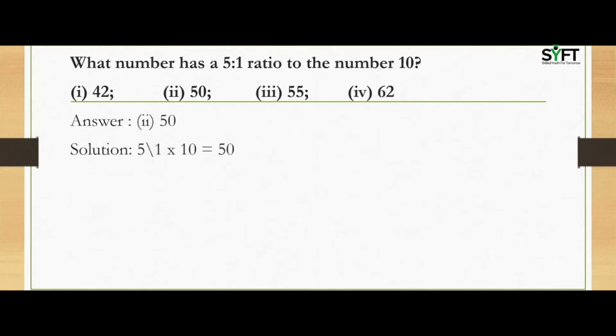What number has a 5 is to 1 ratio to the number 10? Options are 42, 50, 55 and 62. So how will we find this out? We need to do 5 by 1. The ratio is given here, 5 by 1 into 10. So 5 by 1 into 10 will be 50. So 50 is the number which has a 5 is to 1 ratio to the number 10.